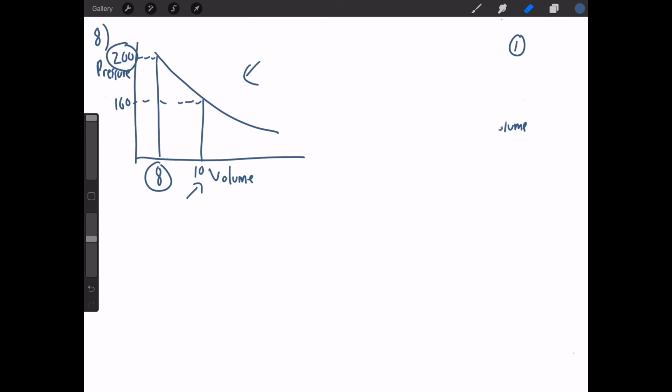So some of this is new in the new specification. It seems to be taken from the A-level. Let's look at the marking points involved. As the gas is compressed, the first thing you're going to say is obviously the volume is decreased.